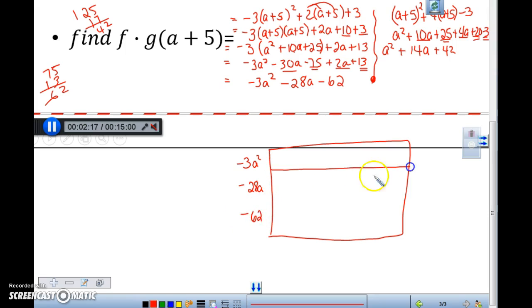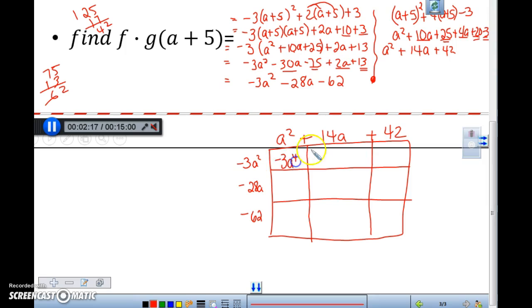We have 3 rows here. A squared plus 14a plus 42. And we divide our box up wherever we see a plus division. So we would have negative 3a fourth. Multiply it out. I'll give you a moment to do that. Go ahead and pause. Alright, I did all my math correctly here.